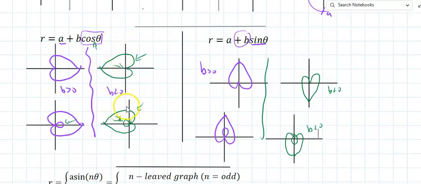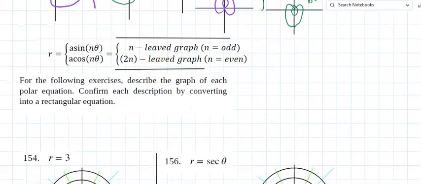And lastly, this one you really need to remember. If I play around with the angle, so the sine of n theta, cosine of n theta, if n is odd, so we're talking about the sine of theta, 3 theta, 5 theta, and the list goes on, then you get that many leaved graphs. You get 3 leaves, 5 leaves.